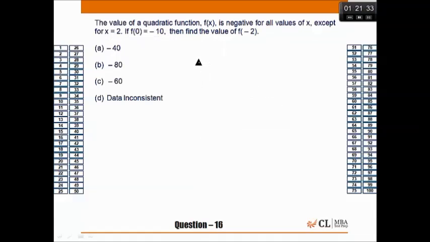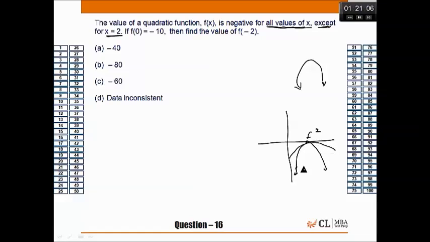Question 16. A function. Value of a quadratic function is negative for all values of x except x equal to 2. Which means the coefficient a of x square will be negative. So that can only mean the graph touches the axis at x equal to 2. So anyways, the function is f of x equals minus a times x minus 2 the whole square.